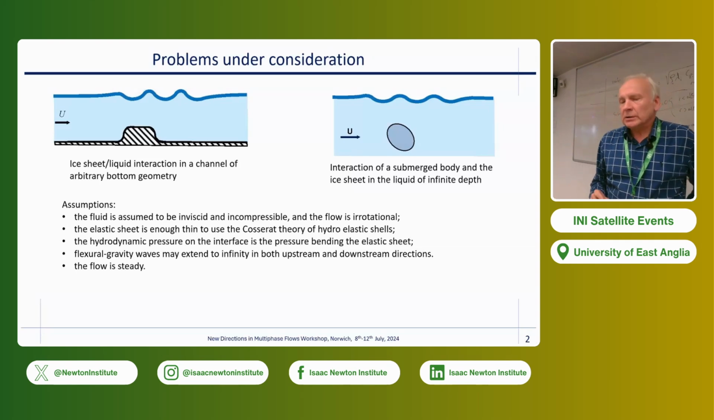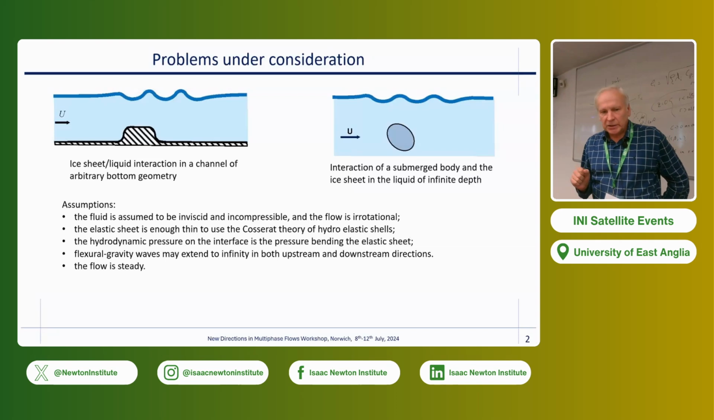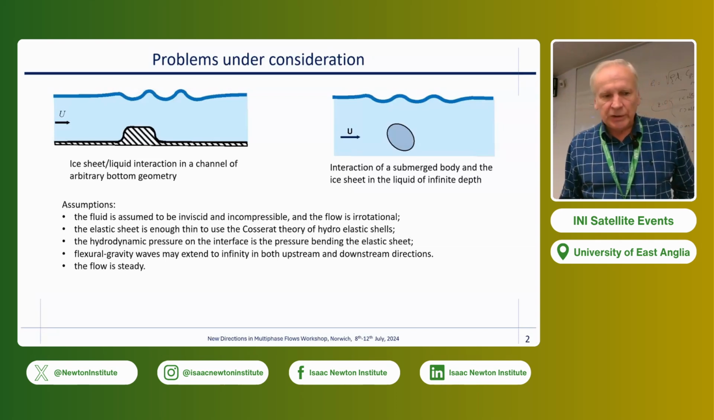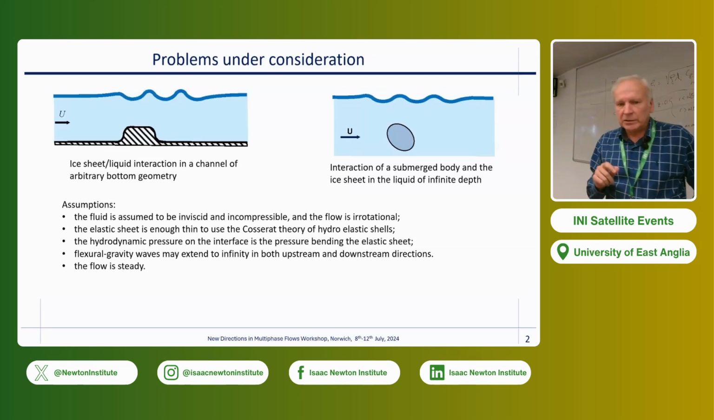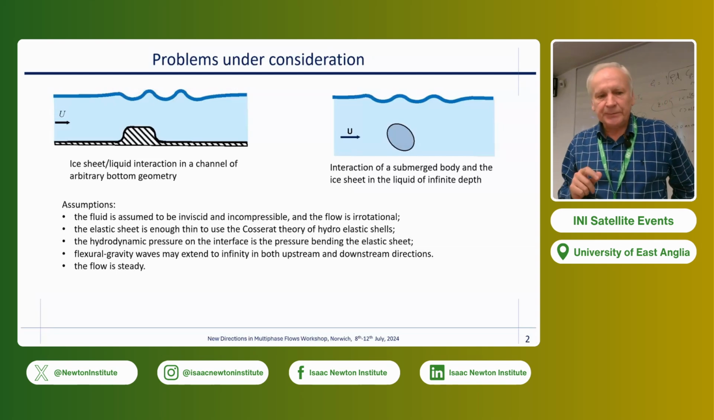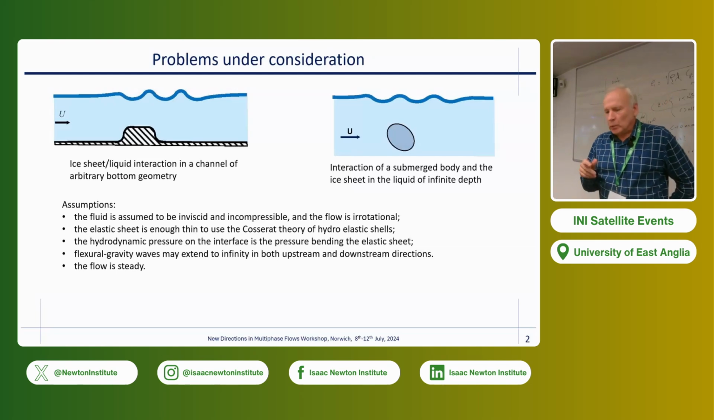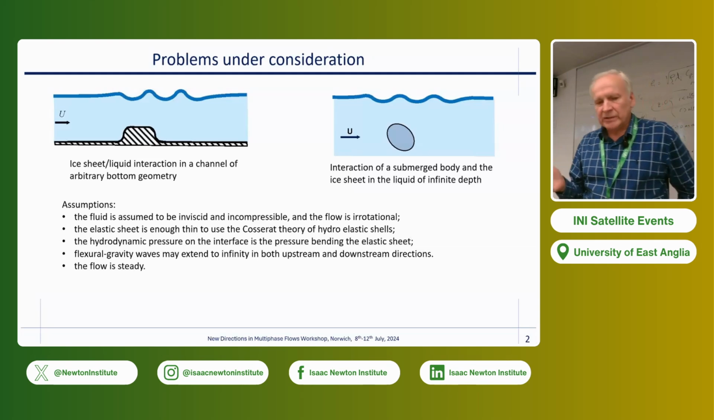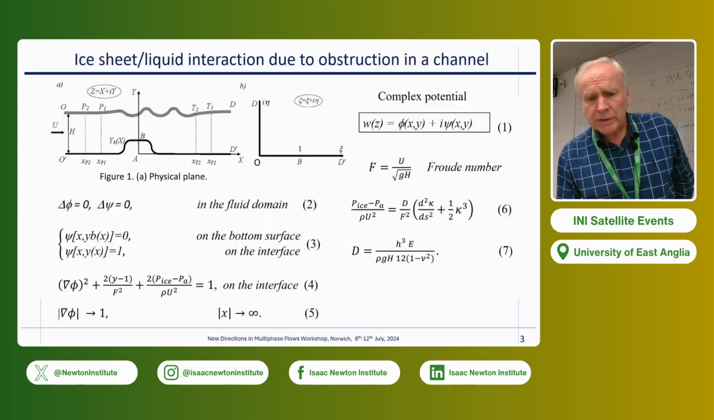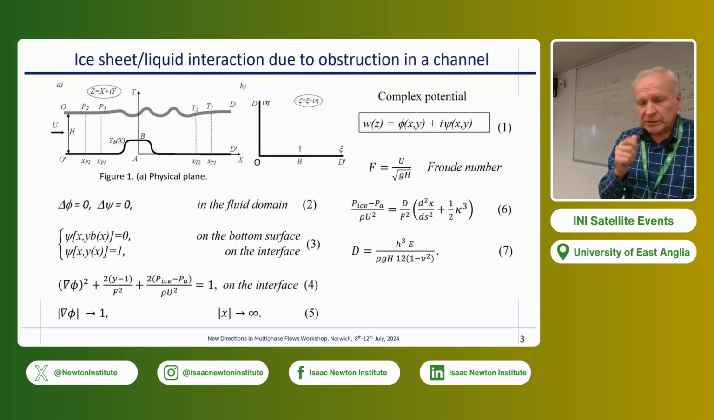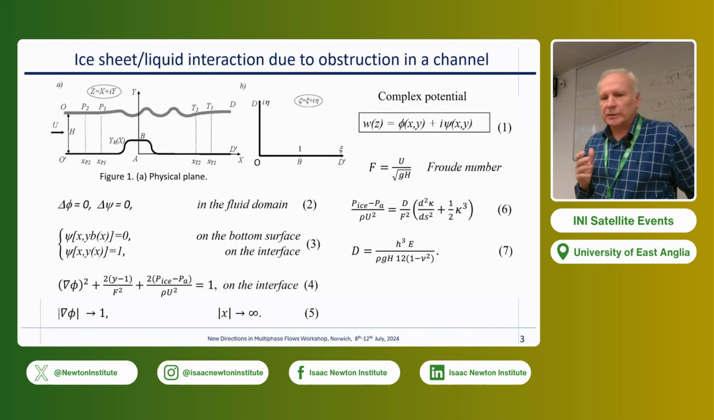We use the assumption that fluid is ideal, incompressible, flow irrotational. The elastic sheet is thin enough to apply Casseret theory of hydroelastic shells. Hydrodynamic pressure on the interface from liquid side is the same as pressure bending the elastic sheet. Flexural gravity waves may extend to infinity in both directions. The flow is steady. First, we consider the problem of flow in the channel with obstruction.